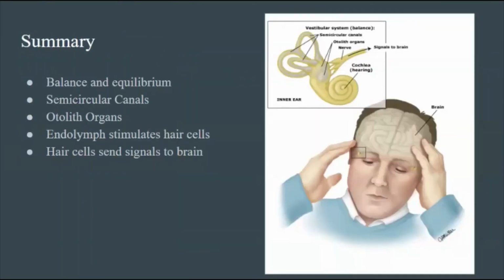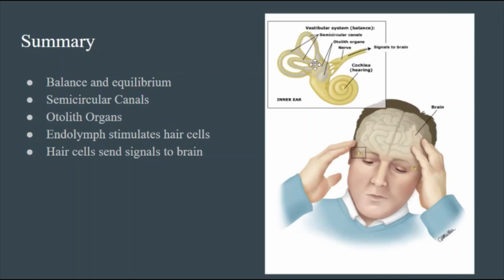All right, so we have covered all the basics of the vestibular system, from structures to complications. So let's do a short summary. First, the vestibular apparatus is going to function to control your balance and equilibrium. So it's made up of two main structures, the semicircular canals and the otolith organs. So we'll look at this picture.